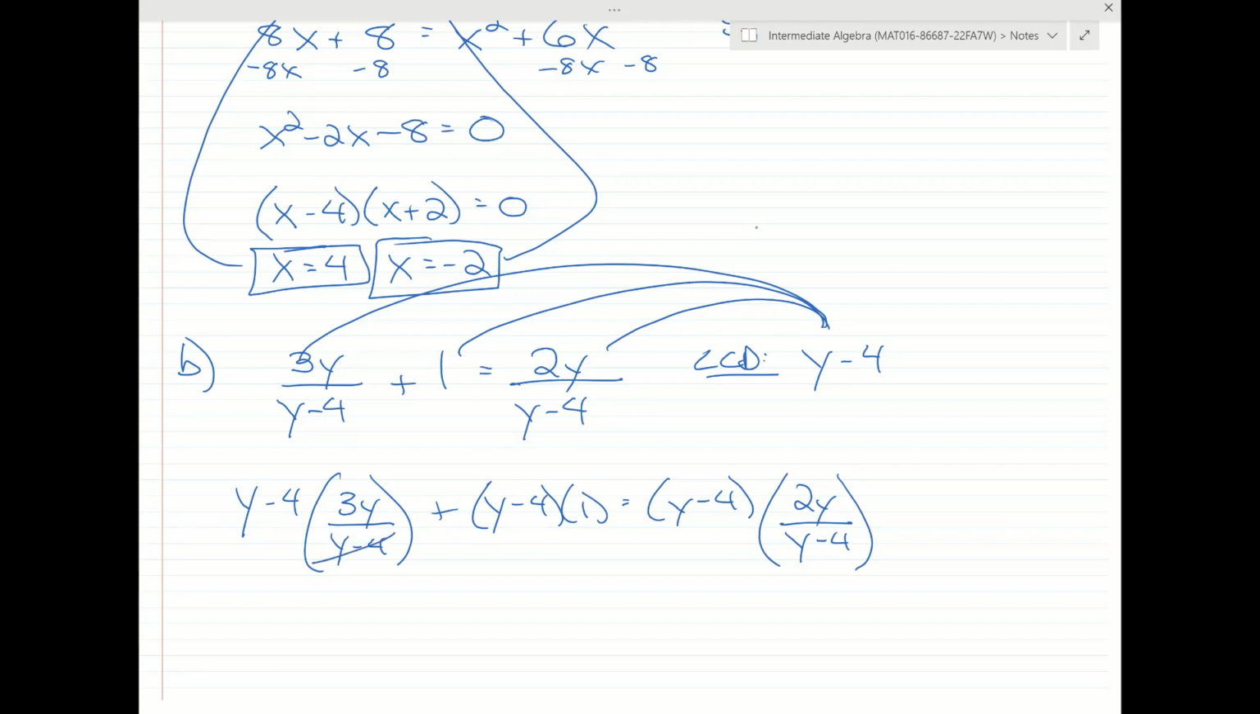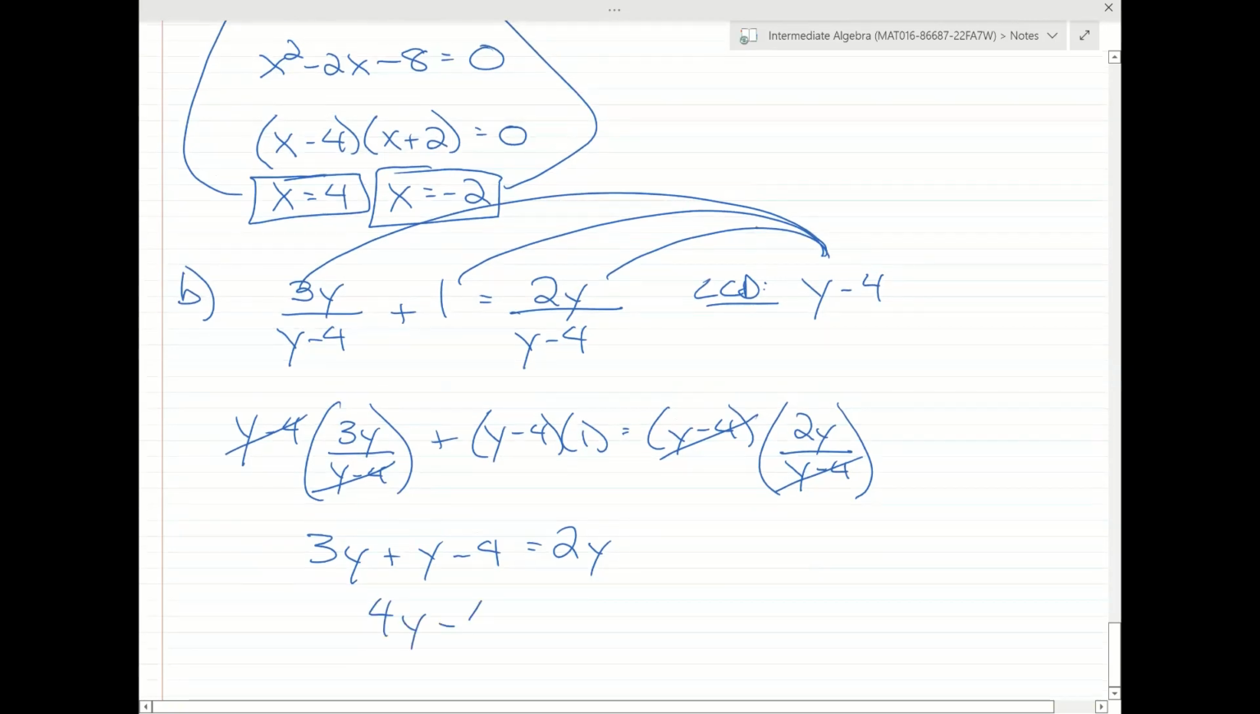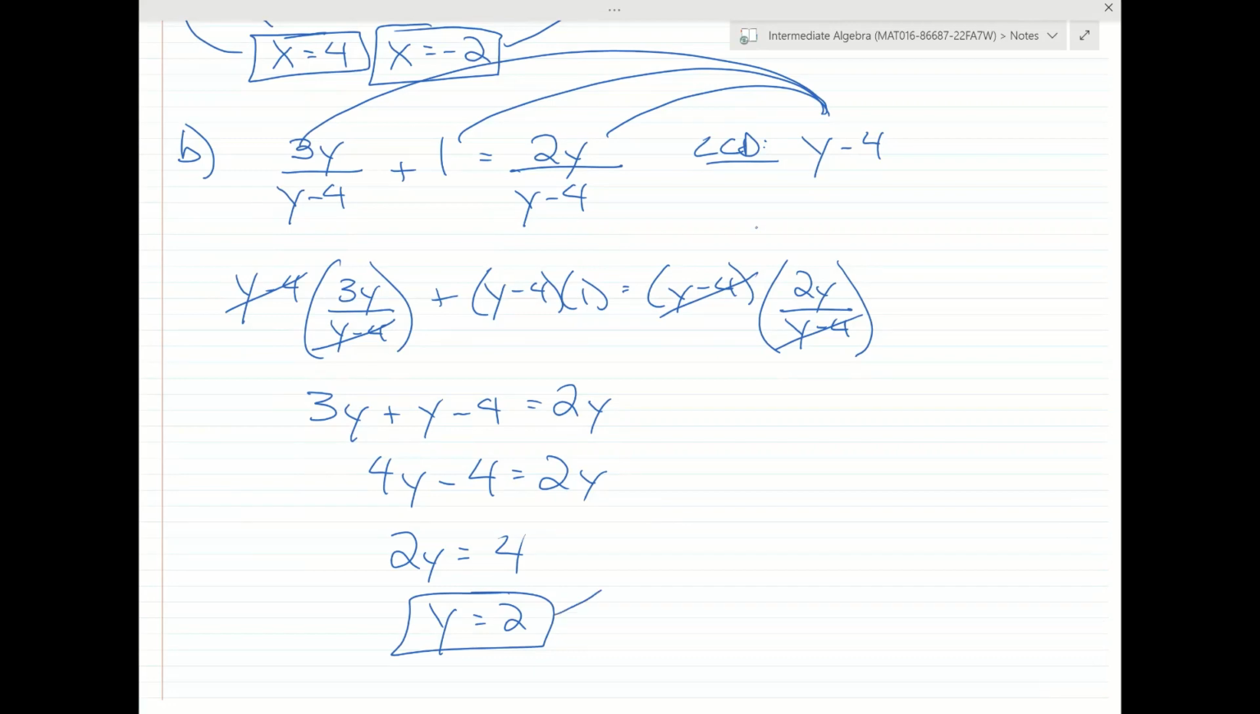The denominators cancel. We just get 3y plus y minus 4 is equal to 2y. And then combining our like terms, 4y minus 4 is equal to 2y. We get 2y is equal to 4, or y would be 2. Looking at our denominators, this wouldn't make any of them 0, so everything's okay.